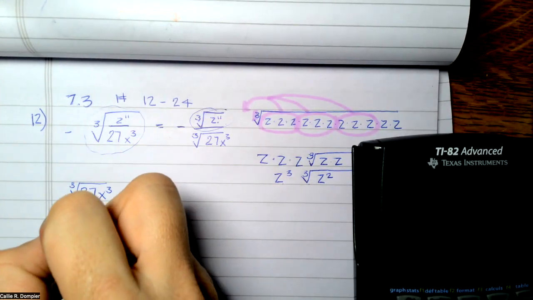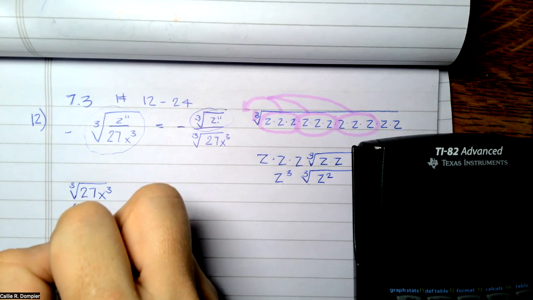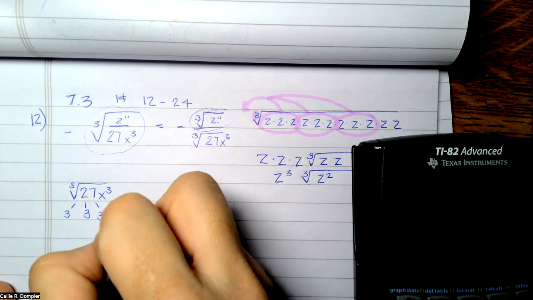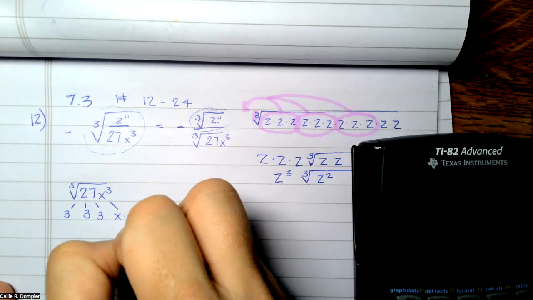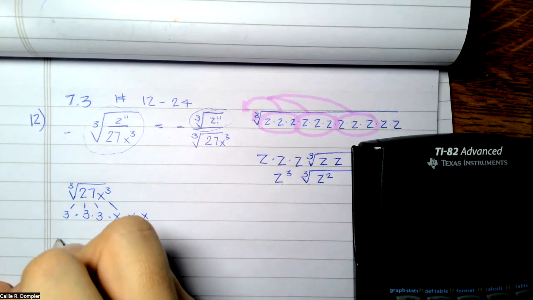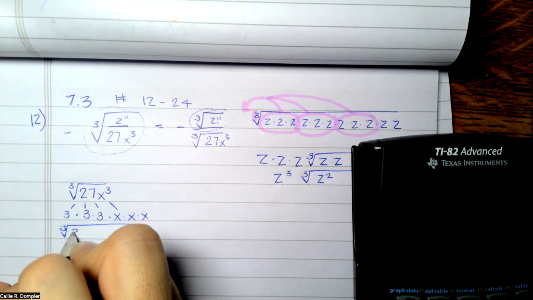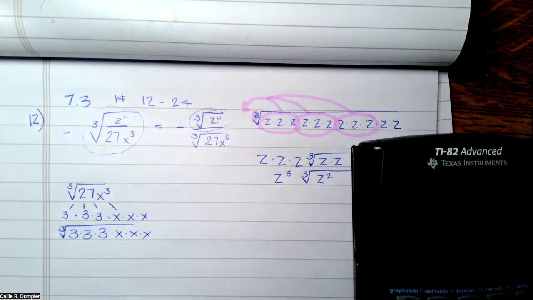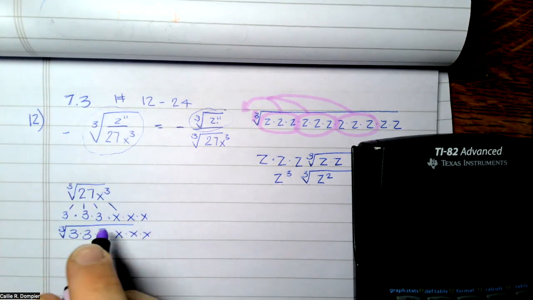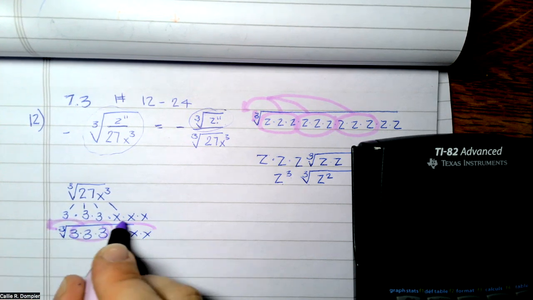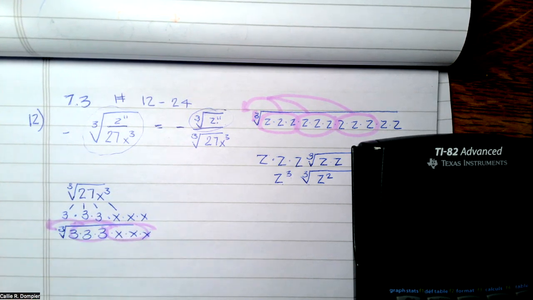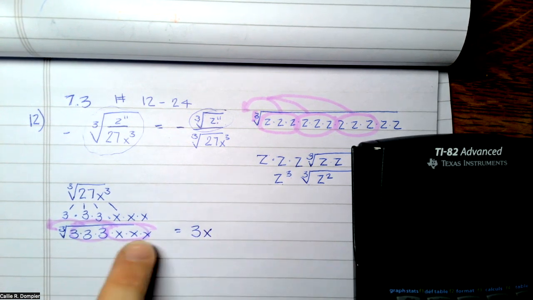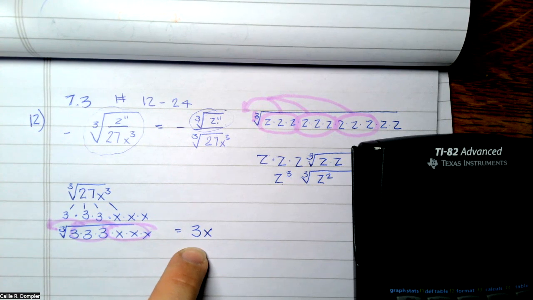27 is the same as 3 times 3 times 3, is what that means. And then x to the third is the same as x times x times x, right? That means I have the cubed root of 3 times 3 times 3 times x times x times x. That means there's 2 things I can take out, right? I can take this out and I can take this out. So that becomes 3x. There's nothing under the cubed root, so the cubed root goes away.